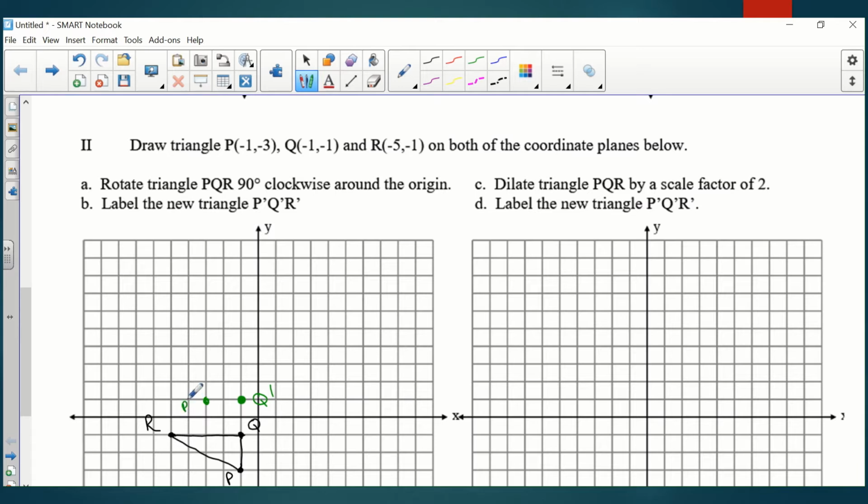So this is P prime. And R is located at -1, 5. So this is where R prime is located. All right. Here we go. So that is going to be a rotation 90 degrees clockwise around the origin, creating triangle P prime, Q prime, R prime.